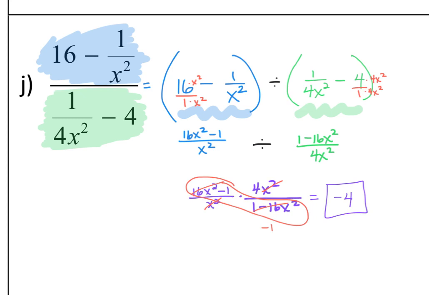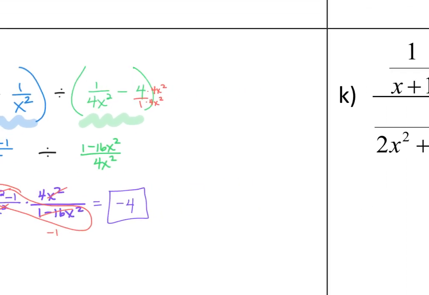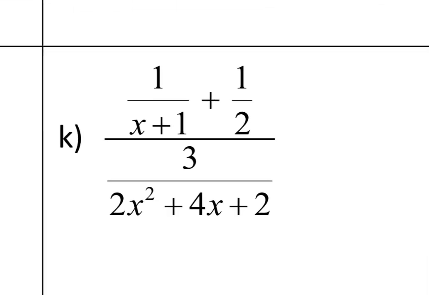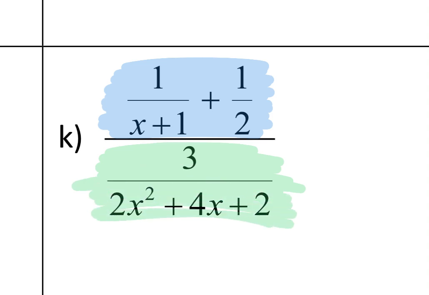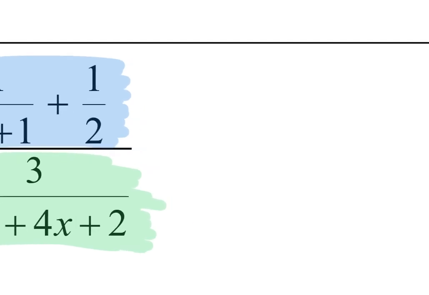And for letter K, here, again, I'm going to look at this as one big division problem. So I'm going to look at the numerator, or the thing that is part of the division problem there, 1 over x plus 1 plus 1/2. And then the big denominator is this big huge fraction, 3 over 2x squared plus 4x plus 2. And again, I'm going to write that out as a division problem.